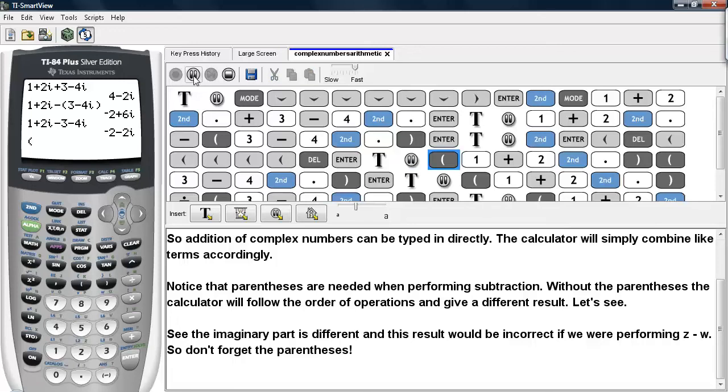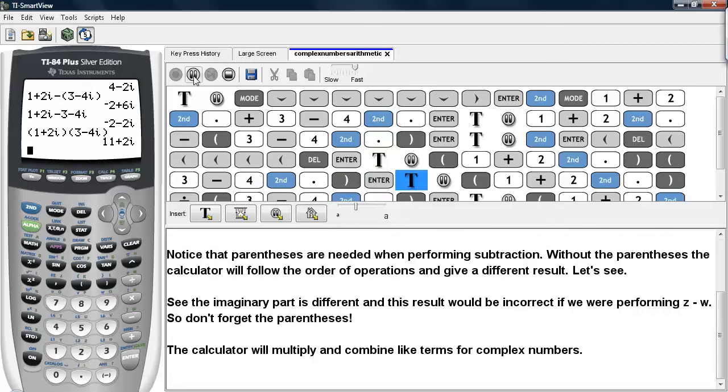Let's look at multiplication. And again, because complex numbers are binomials, we have to put our complex numbers in parentheses. So we'll go ahead and put parentheses around 1 plus 2i and parentheses around 3 minus 4i, and then we'll hit enter. So the calculator will multiply and combine like terms for these complex numbers as well.